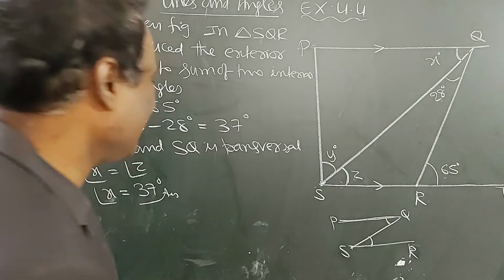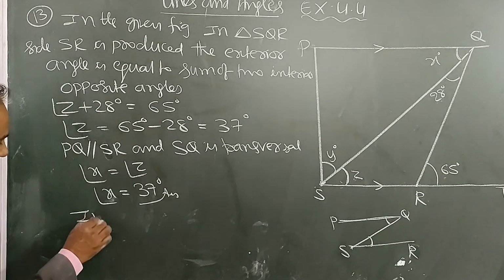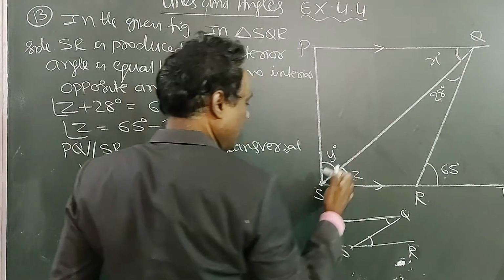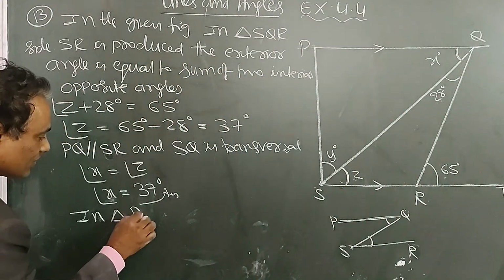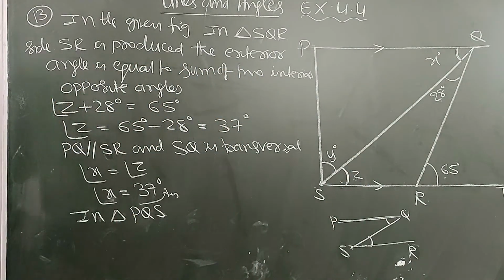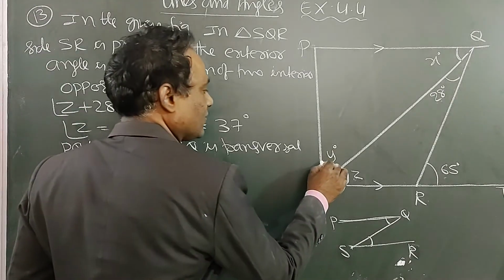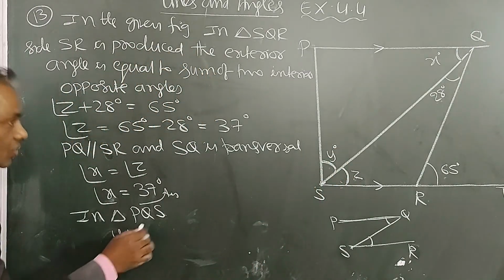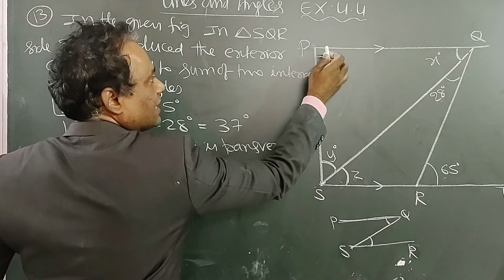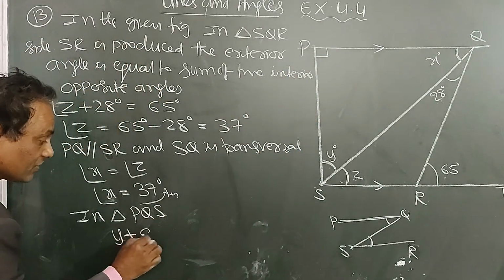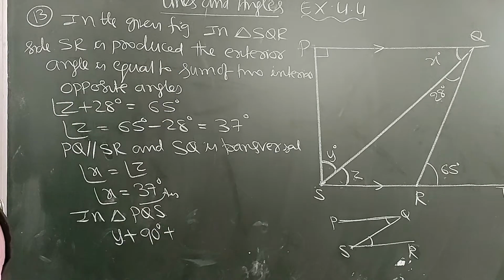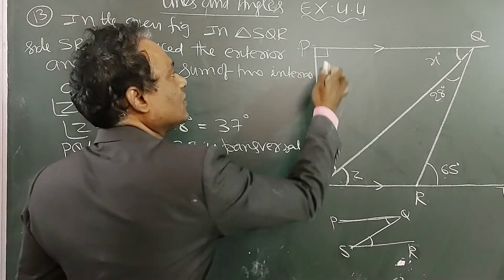How to find Y? Students, see the triangle. In triangle PQS, see only PQS. What is this angle? Y. What is this angle? It is given that this is perpendicular. Perpendicular means 90 degrees. It is given in the question and the symbol is also mentioned. That is the symbol for 90 degrees.